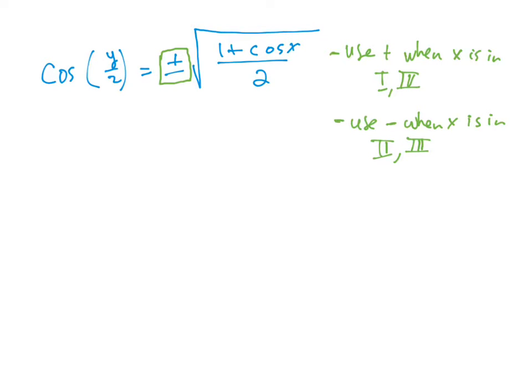And I seem to have written both variables. Let's just clean this up. I'm going to change this y to an x here. Okay, so if our original value x is in the first quadrant or the fourth quadrant, we're going to use plus. If it's in the second quadrant or the third quadrant, we're going to use negative.